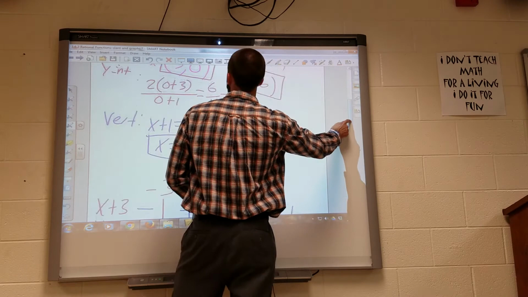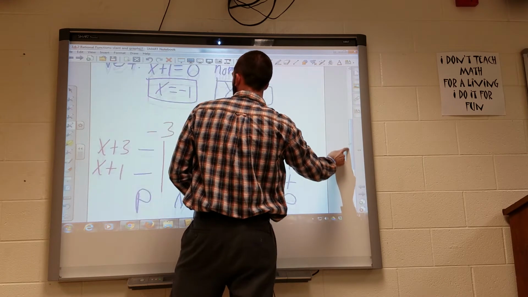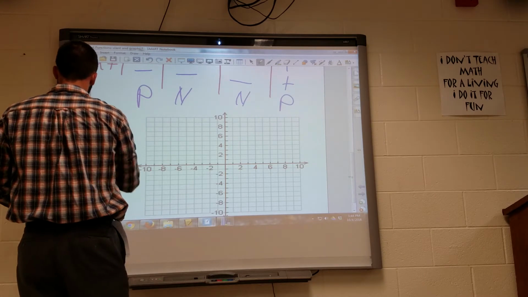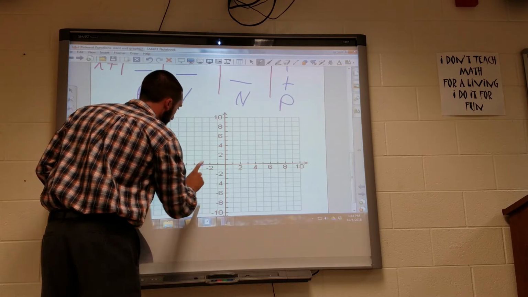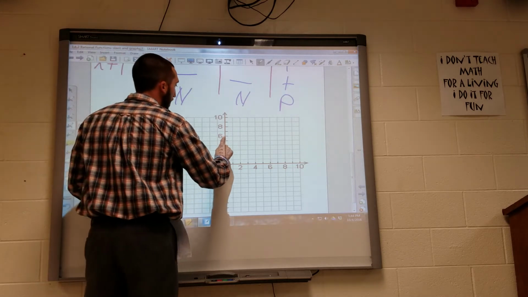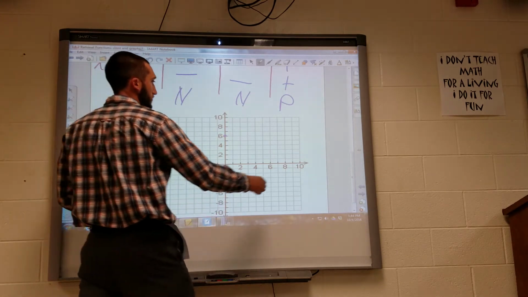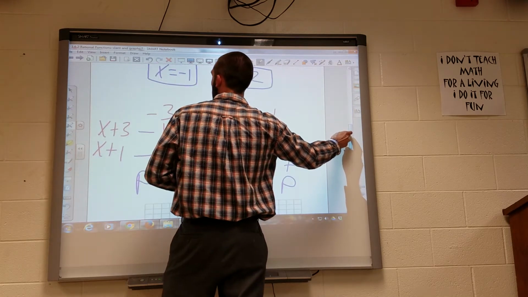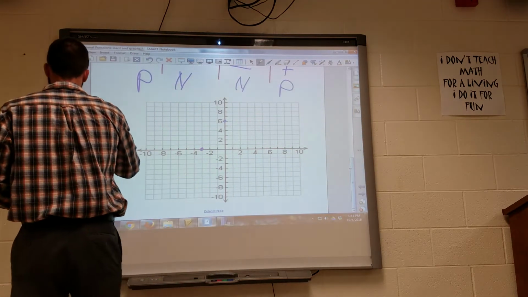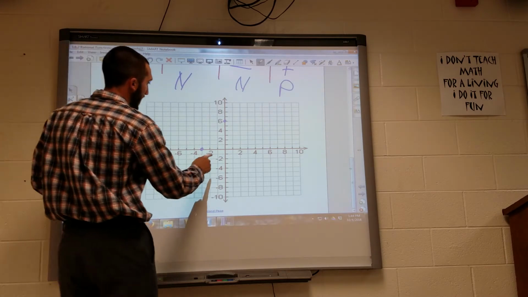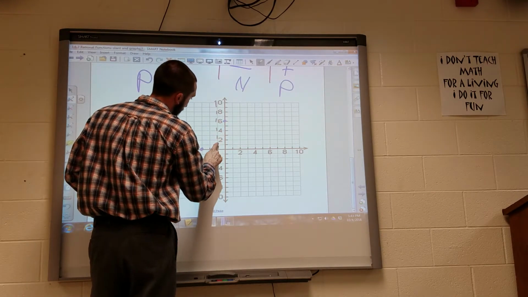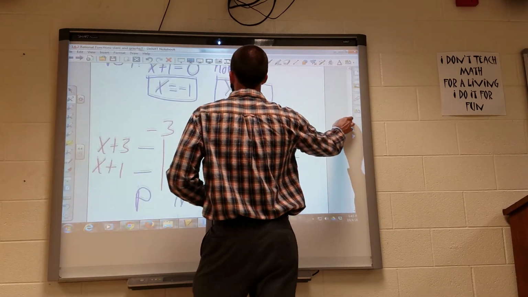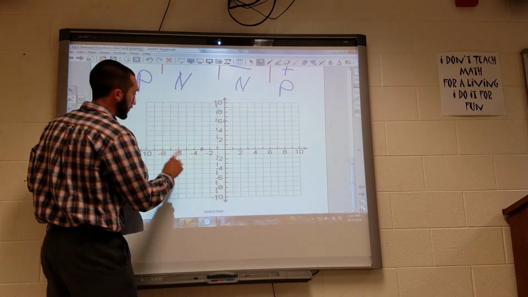So first, I found my x-intercept to be negative 3, 0. Okay, so my x-intercept is there, my y-intercept is 0, 6. Then I've got a vertical asymptote at negative 1. So when x equals negative 1, I've got this vertical asymptote. Then I have a horizontal asymptote at y equals 2.